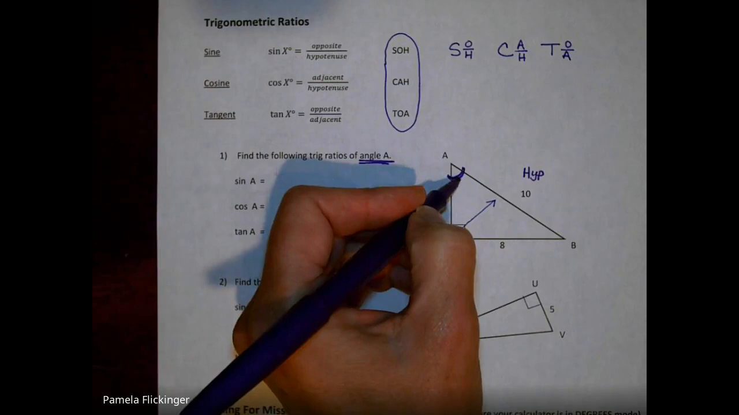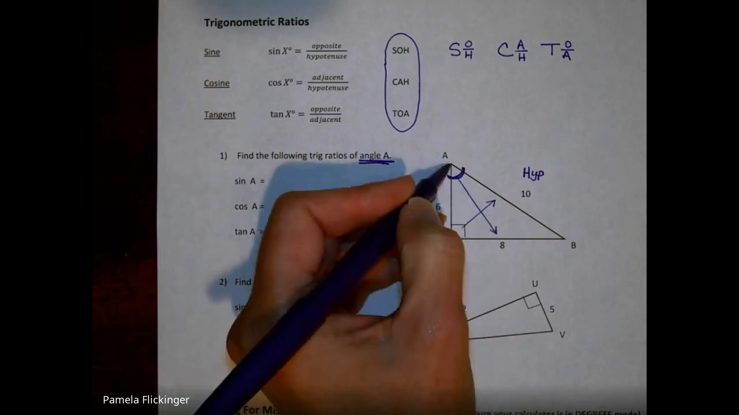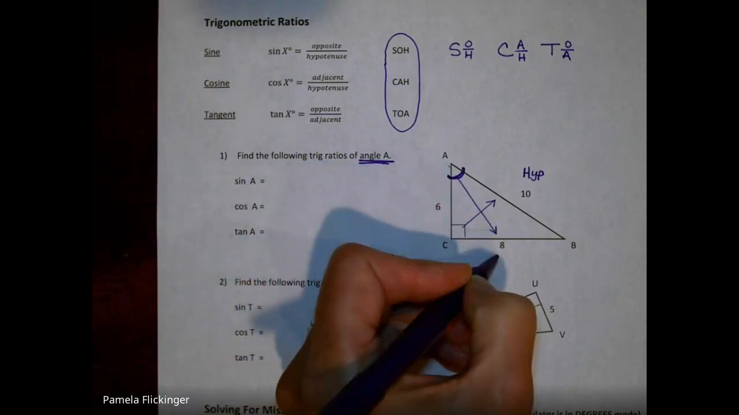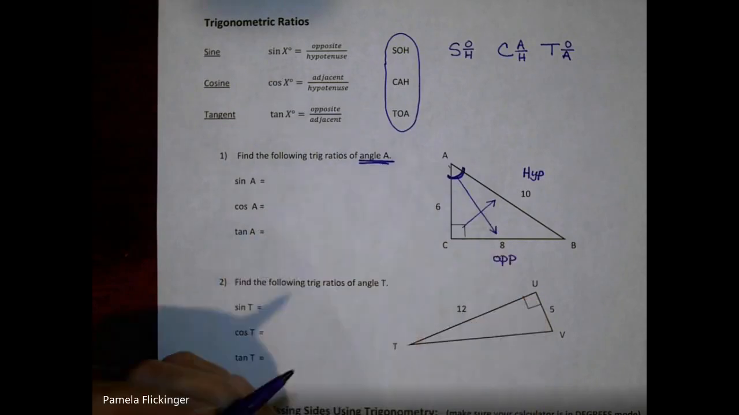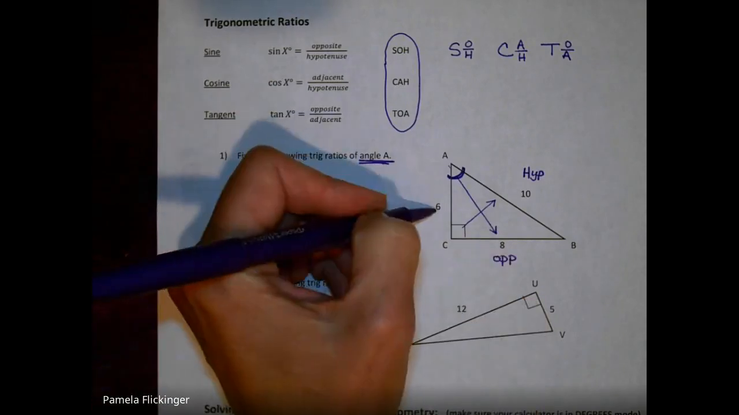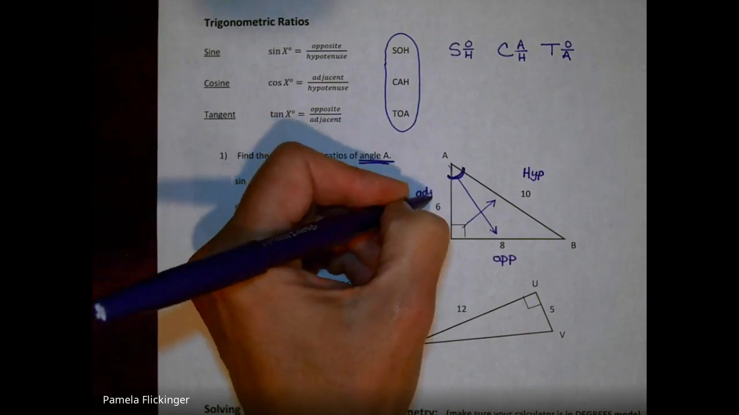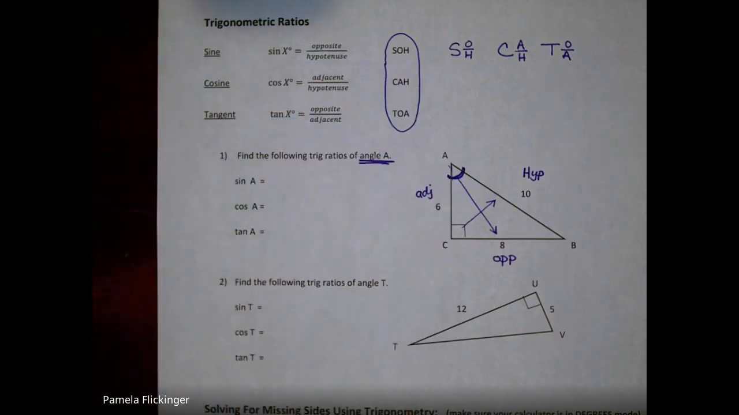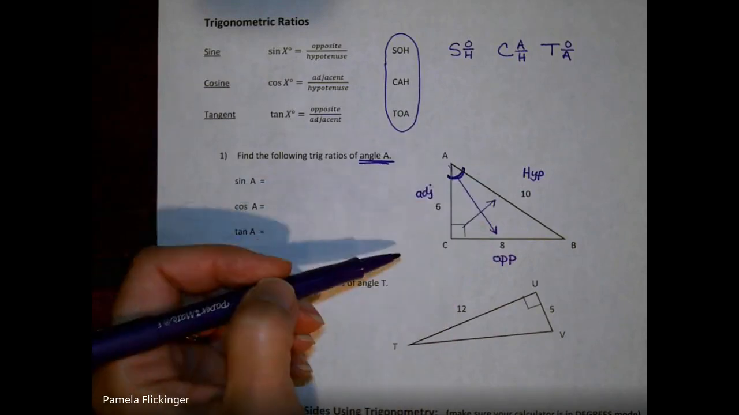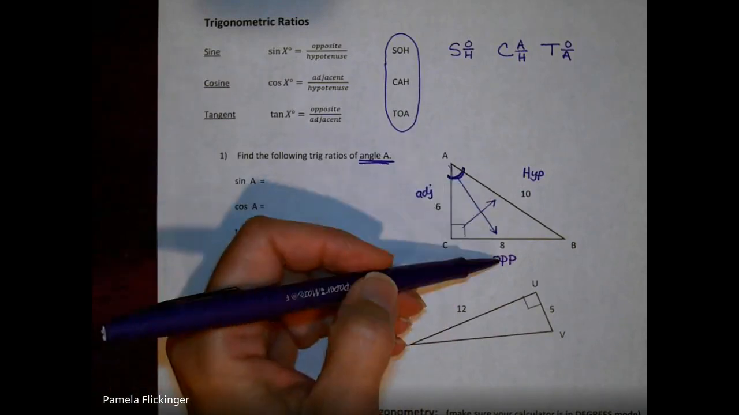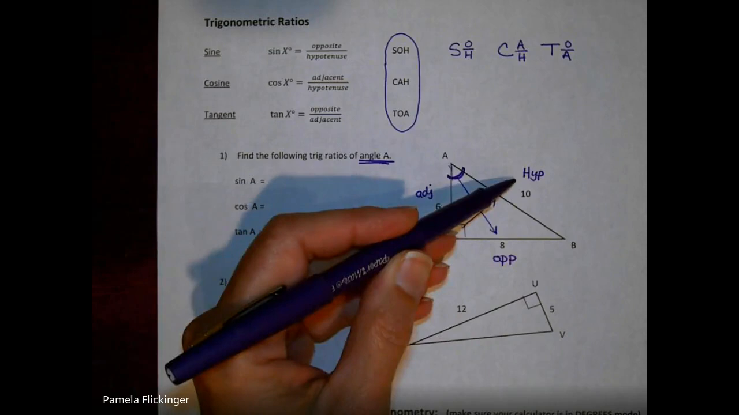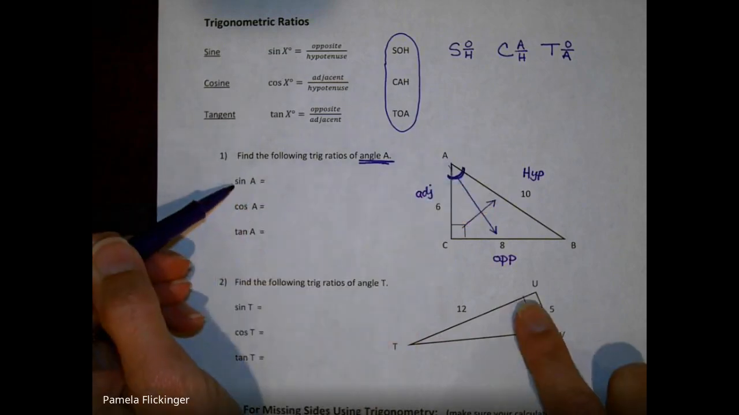Whichever side is opposite the given angle, in this case angle A, that's the opposite side. And then the remaining side is actually part of that angle. This would be the adjacent. So once you have your triangle labeled, and again, either use these abbreviations or just use the O, the A, and the H, then you're going to come over here and write your trig function.